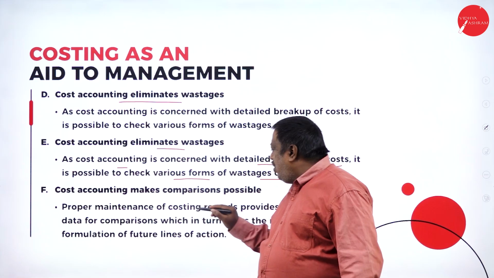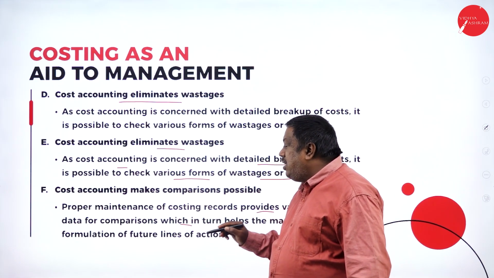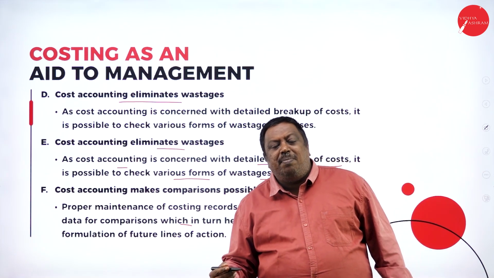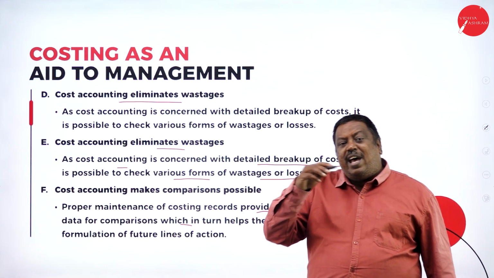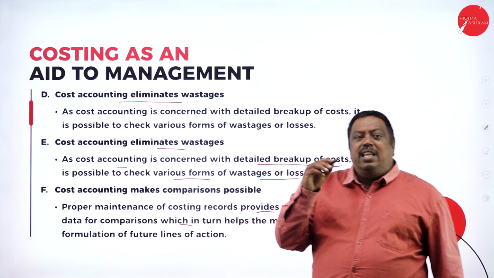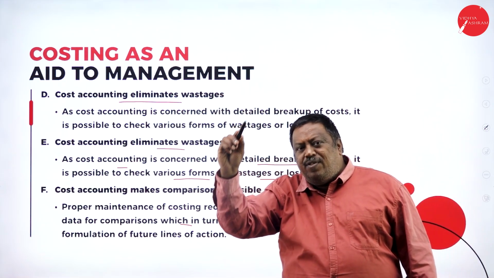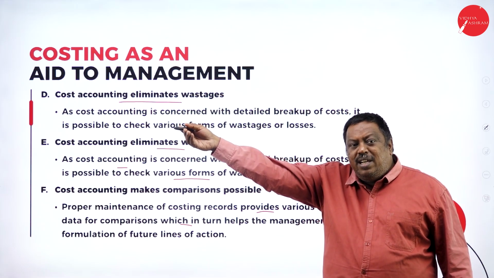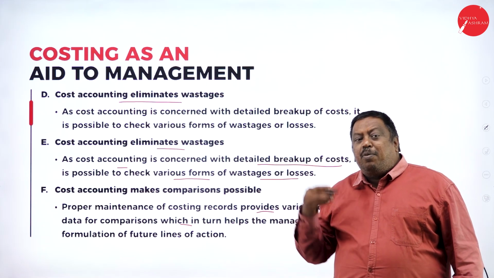Proper maintenance of costing records provides various costing comparisons with support for future decisions, such as how to fix the price and what standard should be fixed, making the comparison of actual with the standards, and even taking into consideration all external factors of the business. The external factors are nothing but the outside environment. Those things should be considered, along with how to have proper control.